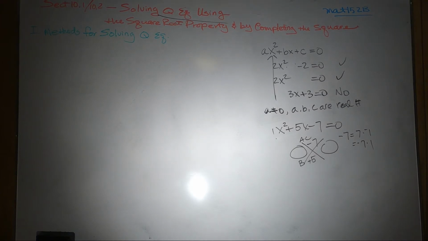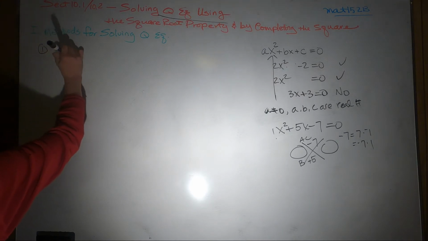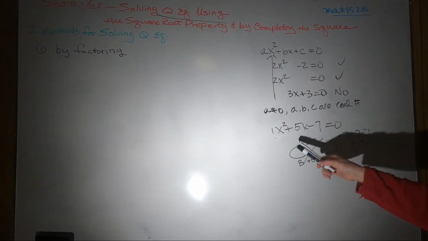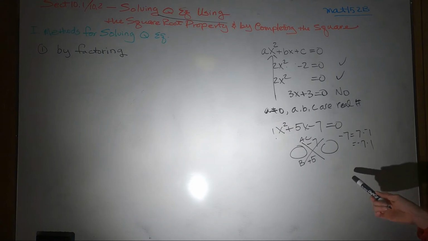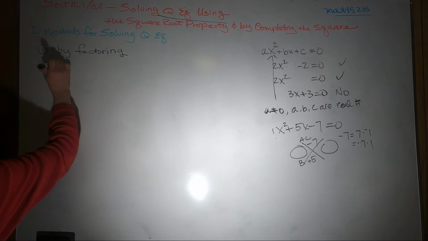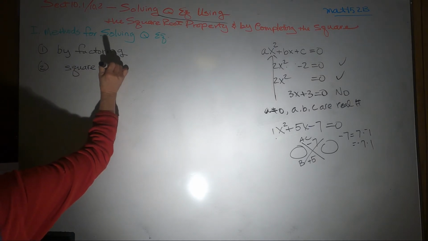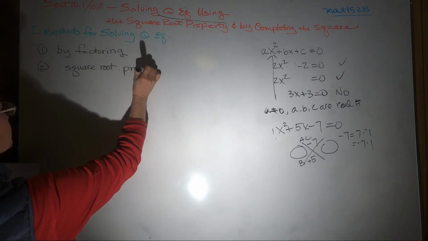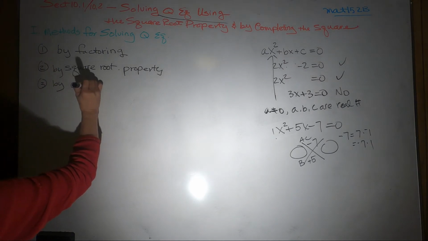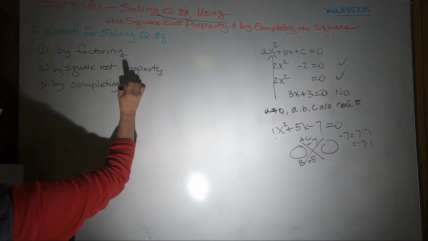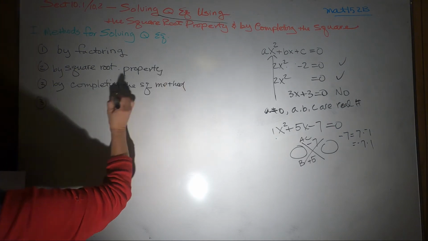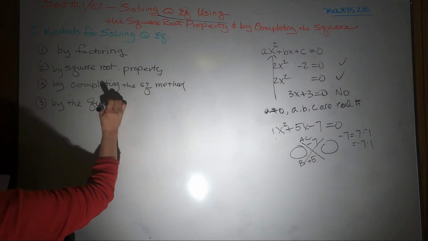So for solving quadratic equations, the first method we learned was by factoring. That's what we did earlier. However, right now, we cannot do it, so we need to learn other methods. The second method is called using the square root property. The third one is by completing the square method. Another one is called the quadratic formula. Then we will see what they are.